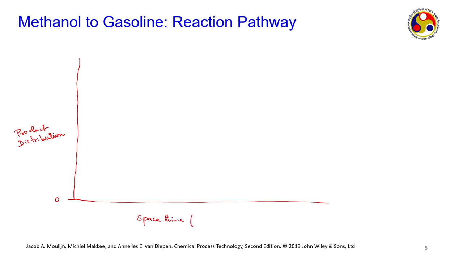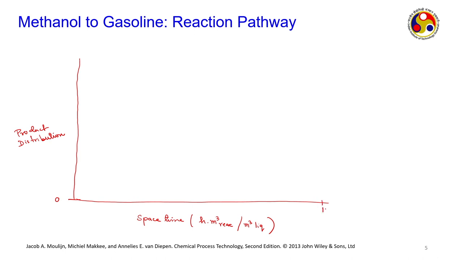So what will be the units of space time? You must be aware that it will be hour times meter cube of the reactor. The subscript I am writing as reactor: volume processed times time per unit meter cube liquid formed. Okay, so this is space time.